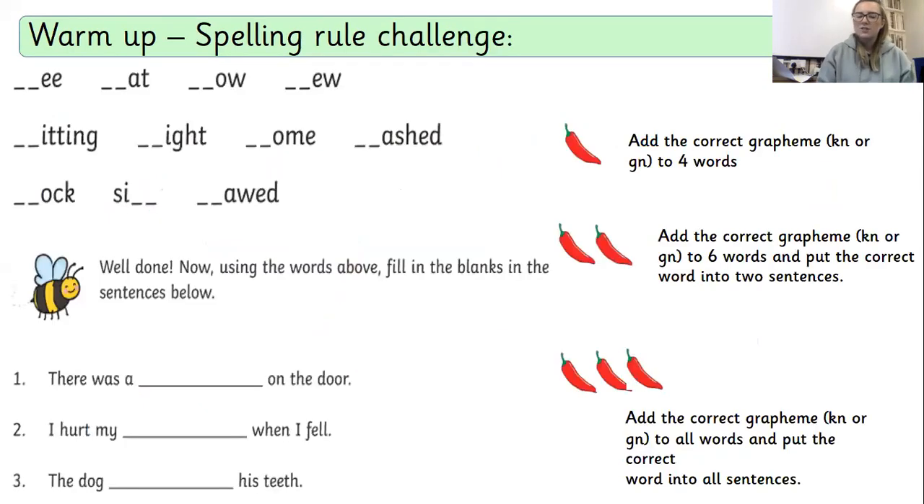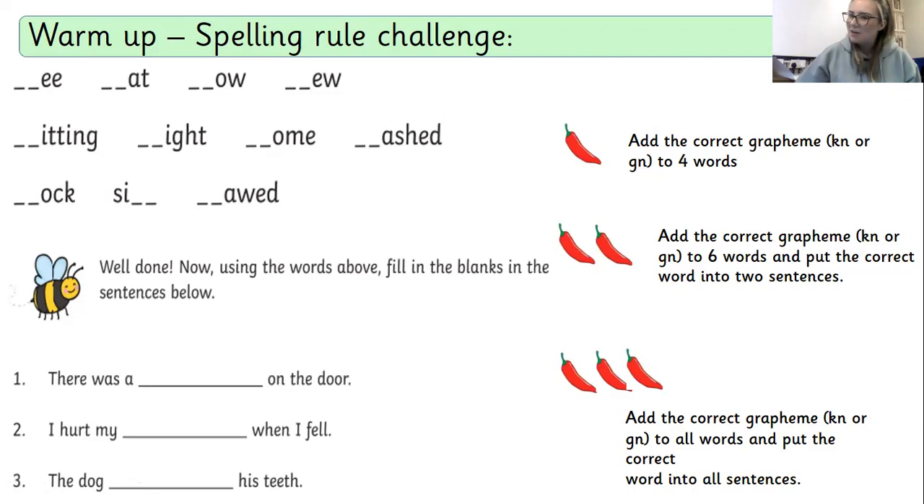Right then, so this one's a bit of a challenge today because you need to have a look over here. I've got the endings of all the words, but unfortunately I have not got the start for you. I have got rid of the first 2 letters, those graphemes. So you need to decide whether it's going to be a KN or a GN. So for example, let's have a look at this one. It's the E sound. It's going to be E, knee.